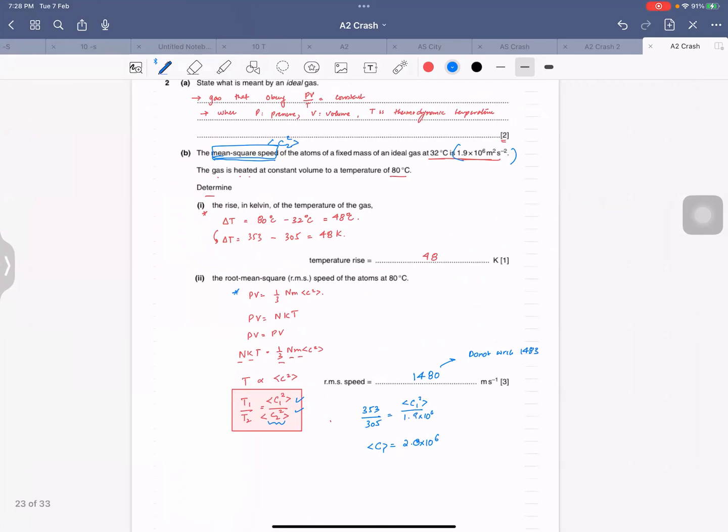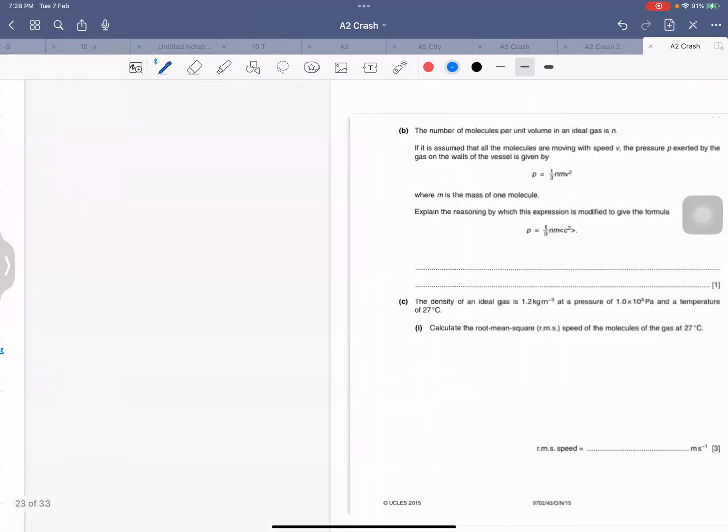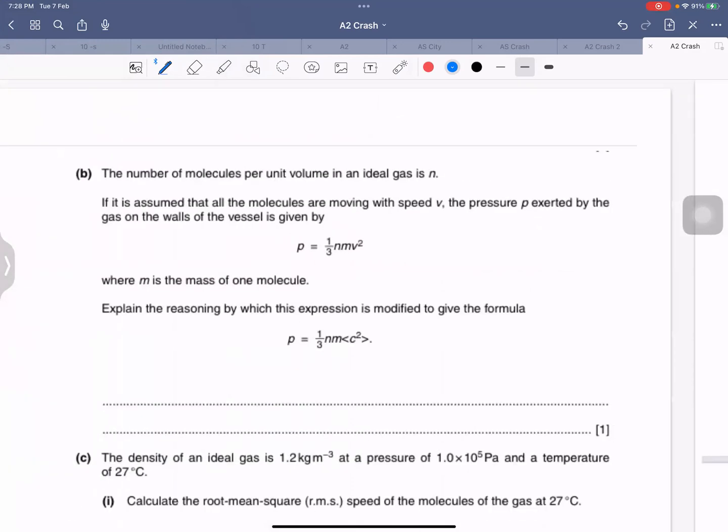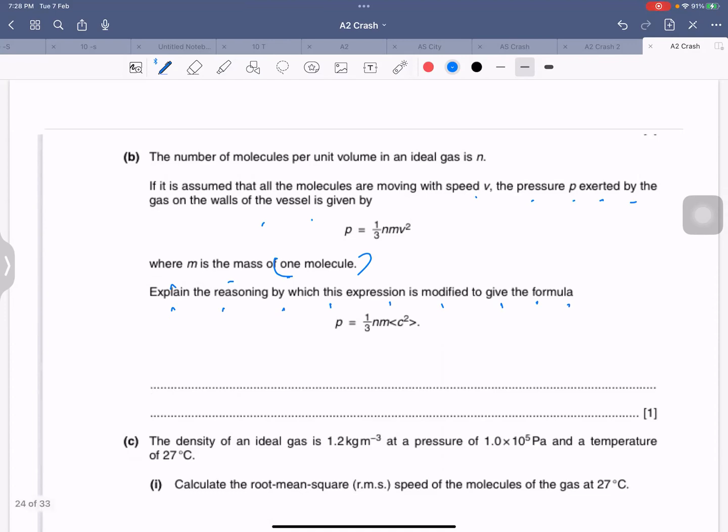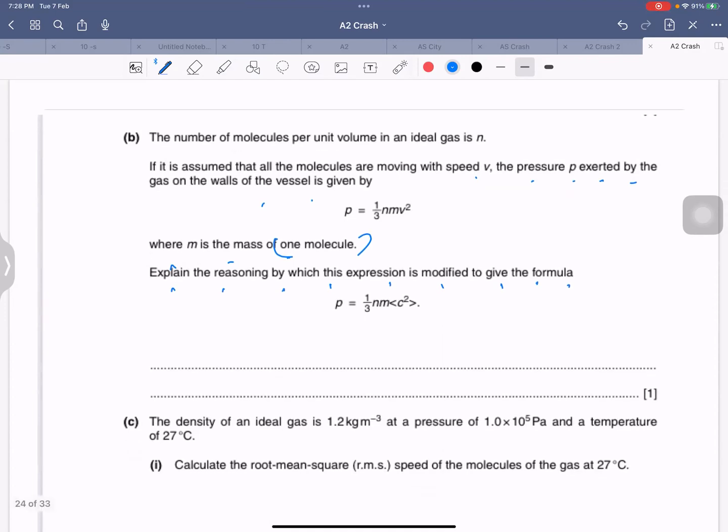All right, now let's go forward to the next one. Here it says it is assumed that all molecules move with speed v and the pressure p is exerted by the walls, where m is the mass of one molecule. Explain the reasoning by which this expression is modified to give this formula. Okay, so you just need to write that all molecules are moving with speed v, right?